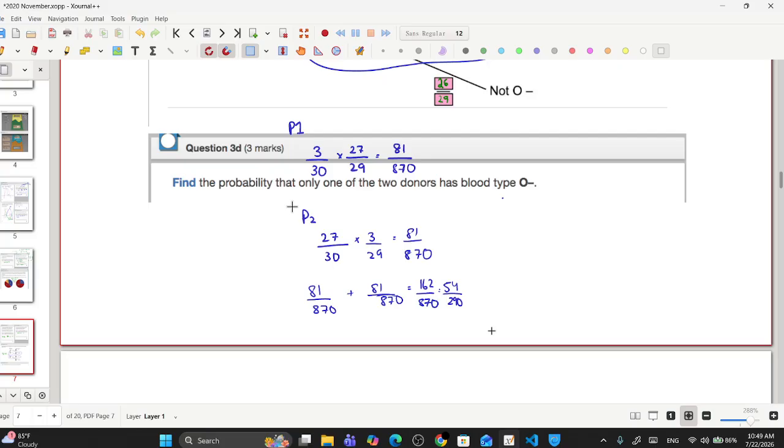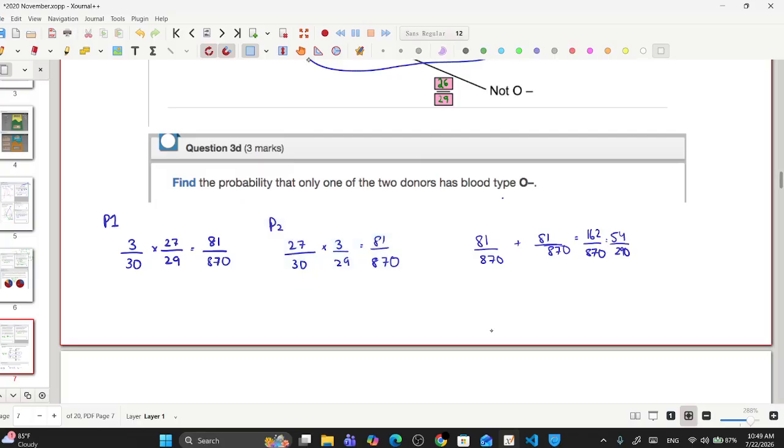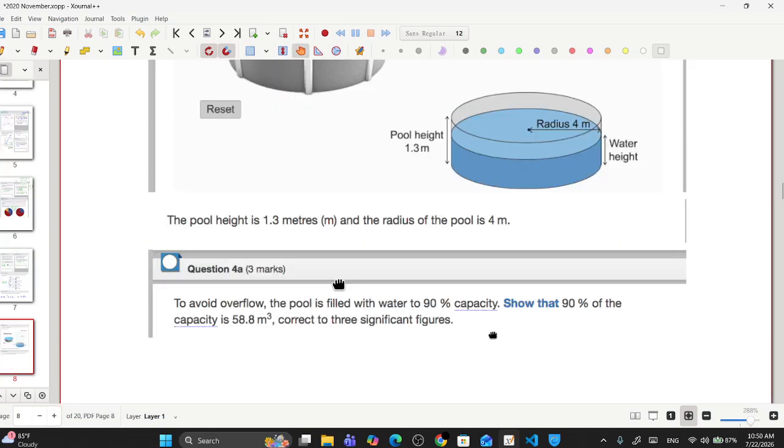I hope this part makes sense. Yep. Great. Wait a second.